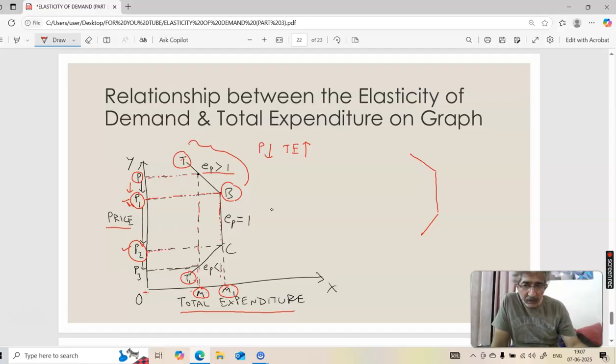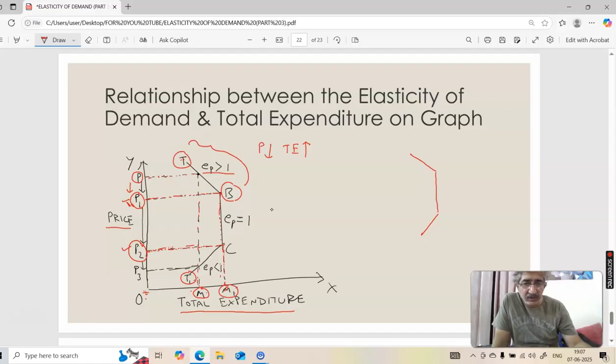Let's go. I'm overlapping this dotted line with red ink so that you can see. Come down with me. In this case, OM1 is the total expenditure. Can you see this? I'm overlapping. When the price has fallen down from OP1 to OP2, it has not made any difference on total expenditure. At OP1 price, total expenditure was OM1. At OP2 also the total expenditure remains at OM1.